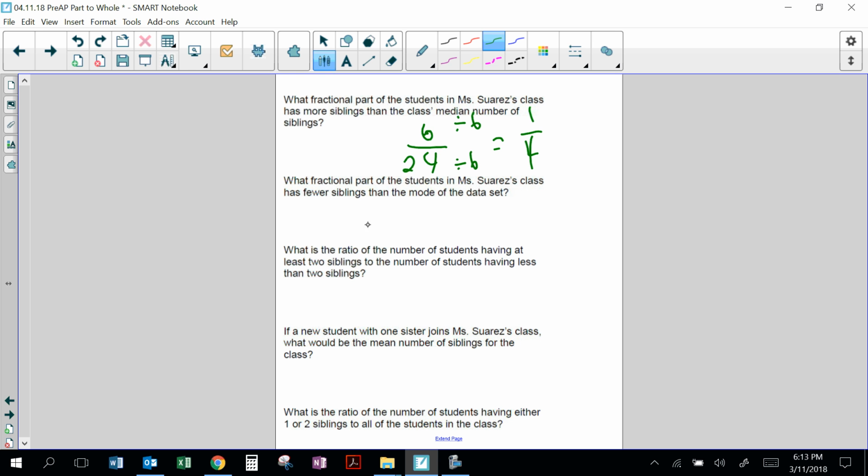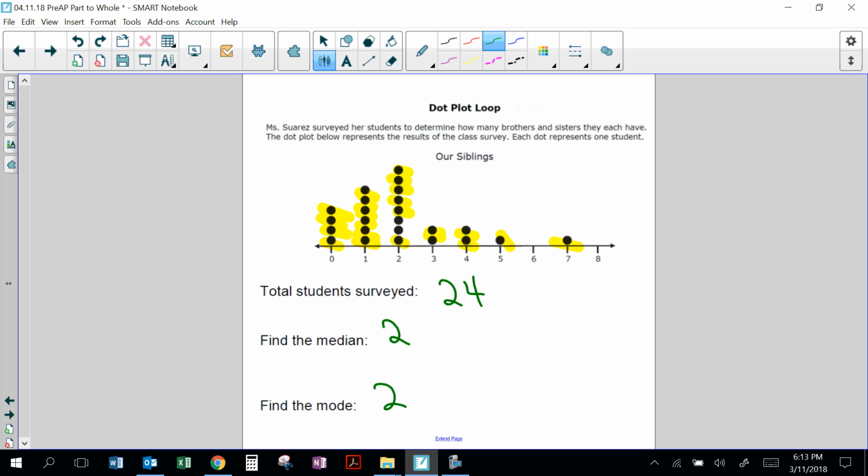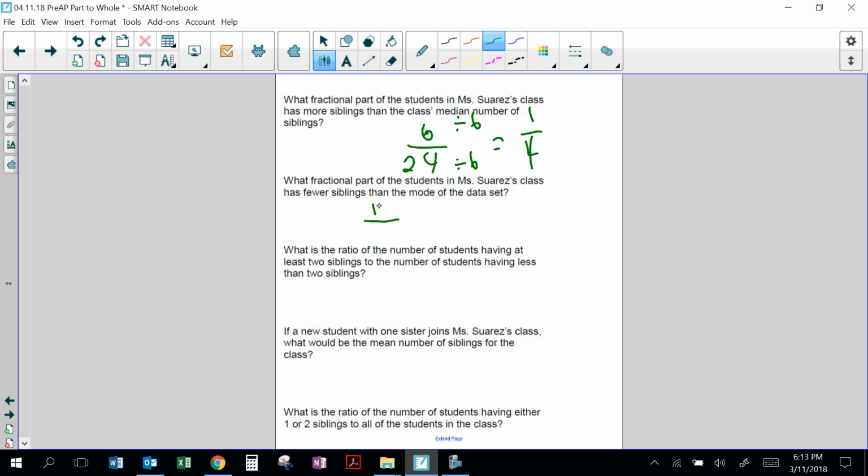What fractional part of the students in Mrs. Suarez's class has fewer siblings than the mode? The mode is 2. So how many students have less than 2? 1, 2, 3, 4, 5, 6, 7, 8, 9, 10 out of 24. Divide both by 2, and you get 5/12.